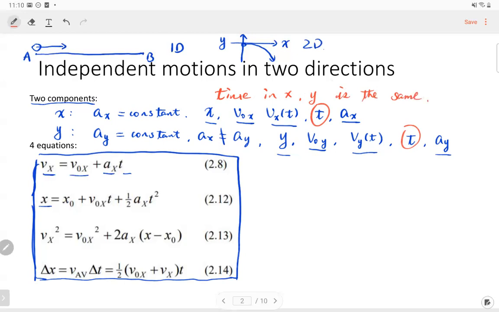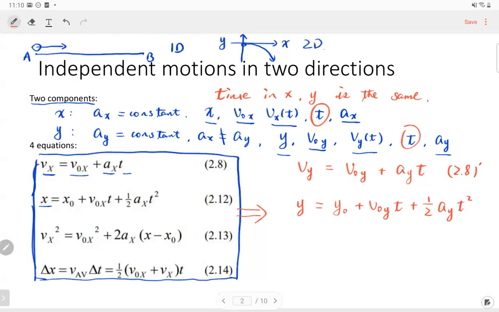Then in the y direction, we have similar four equations. For example, we have Vy. In the first equation, we can rewrite it this way: the final velocity in the y direction equals the initial velocity in the y direction plus the acceleration in the y direction times t. We can call this 2.8 prime. This is the first equation. In the second equation, we can also replace x with y. We have the displacement y equal to y0 plus the initial velocity in the y direction times t plus 1/2 acceleration in the y direction times t squared. We call this 2.12 prime.